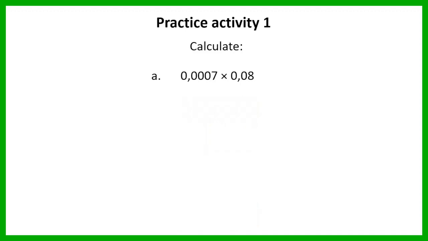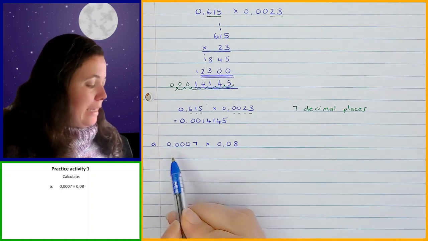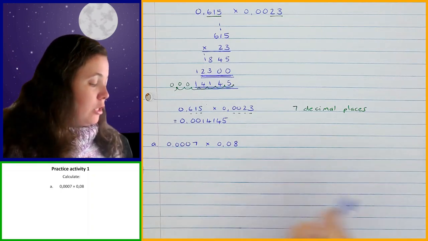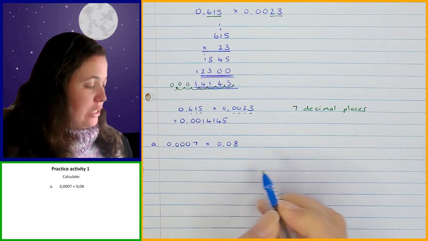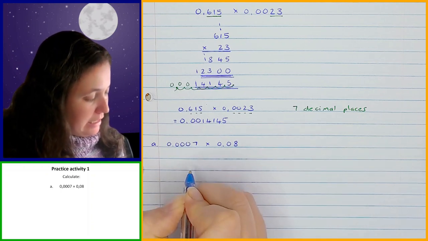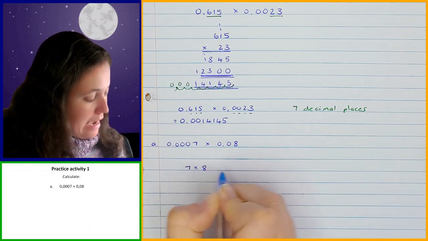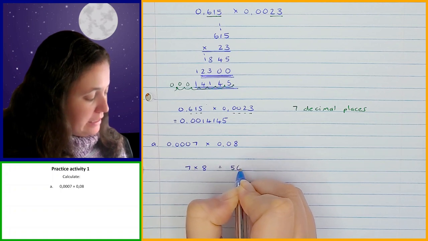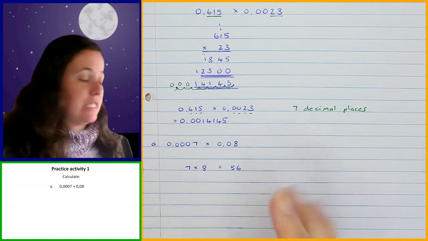Okay, so let's go through that one quickly. So in this question, you're just multiplying 7 and 8 together. Okay, so we've got 7 times 8, and that gives us 56. Okay, you should know that 7 times 8 is 56.